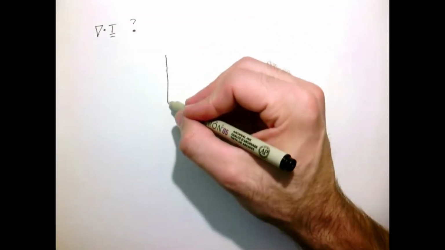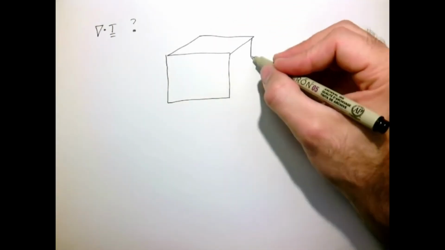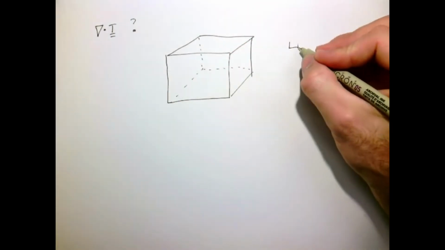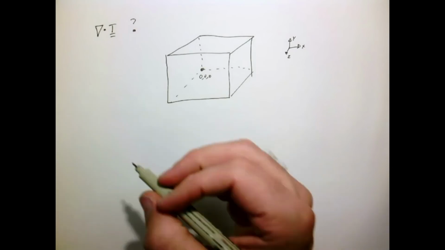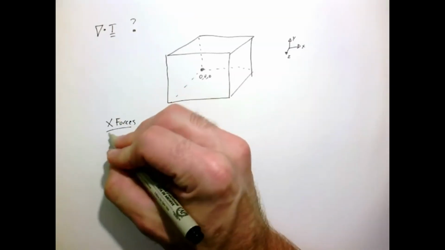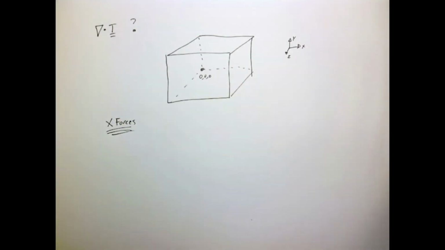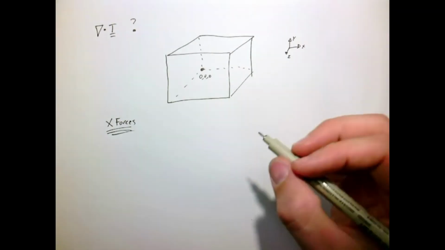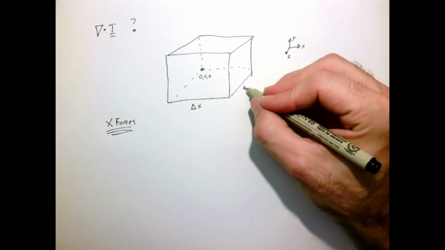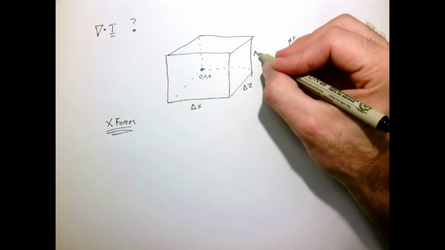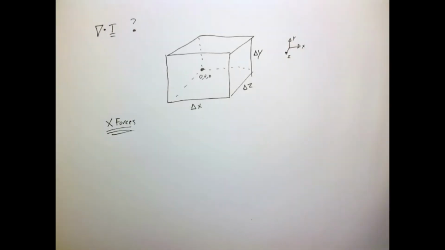So let's go back to our cube. There's our cube in x, y, z. I'm going to place the origin of this cube at the back corner there. And now let's just consider the x forces. Each face of this cube is going to have some force, but we're going to consider it to be finite in size, and then we'll take the limit as that size goes to 0. So there's delta x, delta z, delta y. Each side is going to have length.